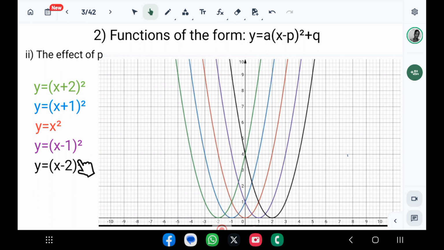Now, if your p is negative, that means your graph is shifted to the right. For example, y equals (x minus 1) all squared. That is the purple graph, which is basically the graph of y equals x squared shifted 1 unit to the right. So if p is positive, you shift to the left. If p is negative, you shift to the right. Keep that contradiction in mind.